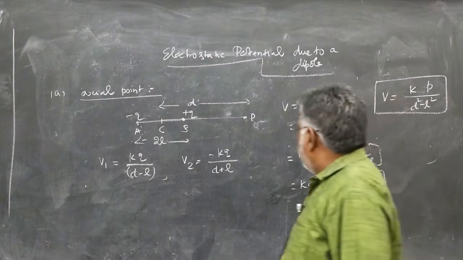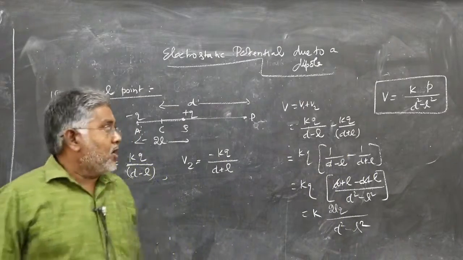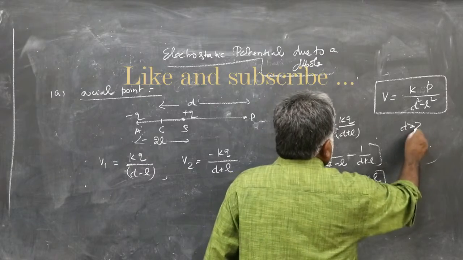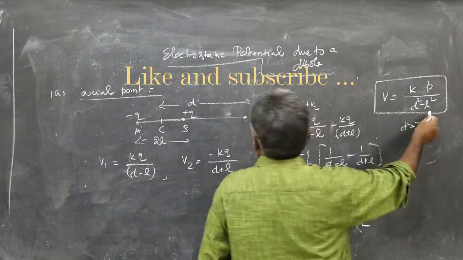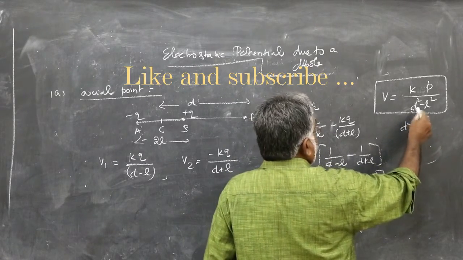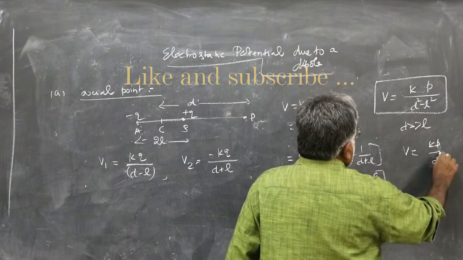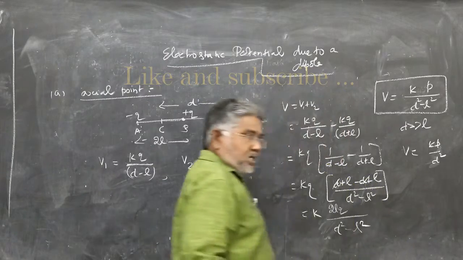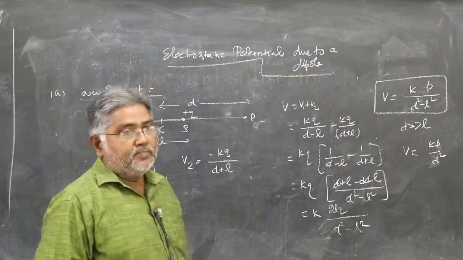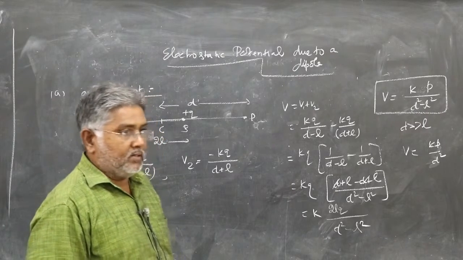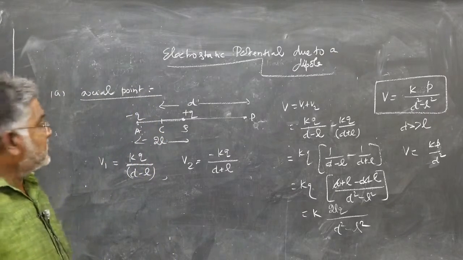Then suppose the point P is far off, a distant point, that is, d very much greater than L. L square is neglected in comparison with d squared. So V is equal to Kp by d square. For a distant point, or for a short dipole, or for a point dipole, V is Kp by d square. This is for an axial point.